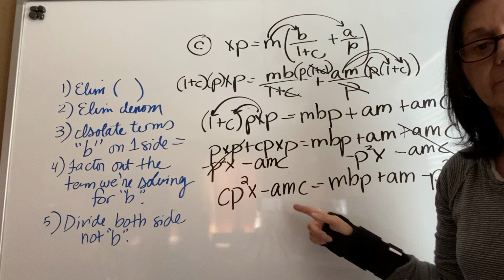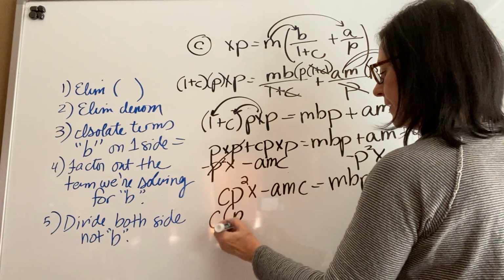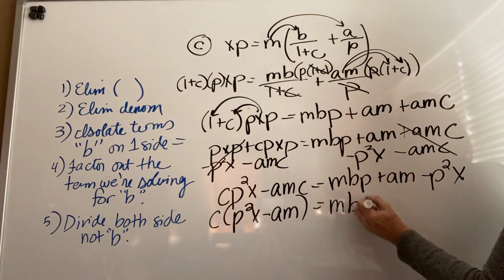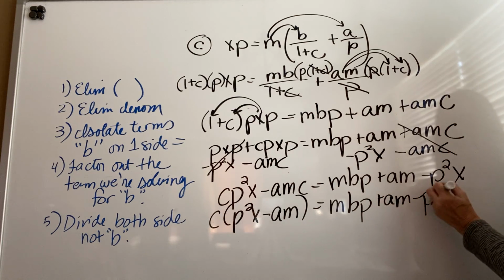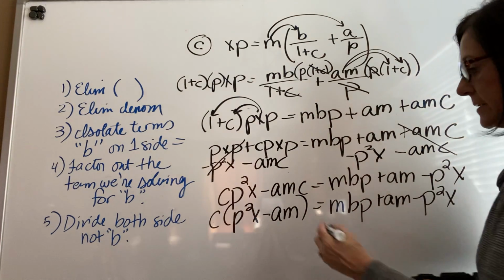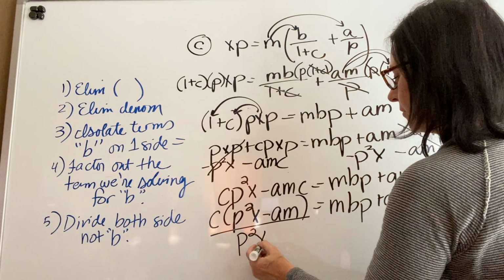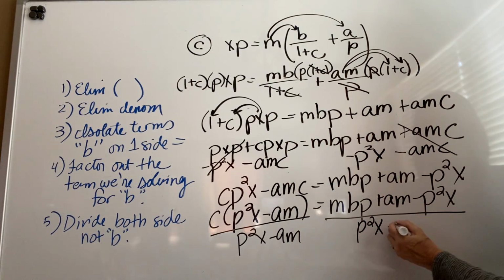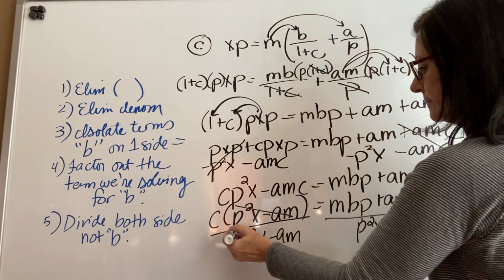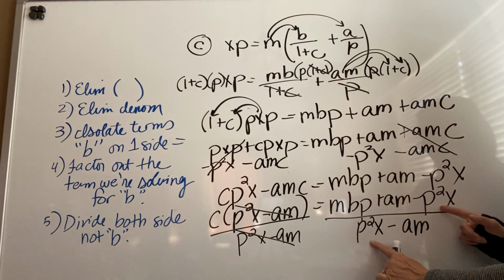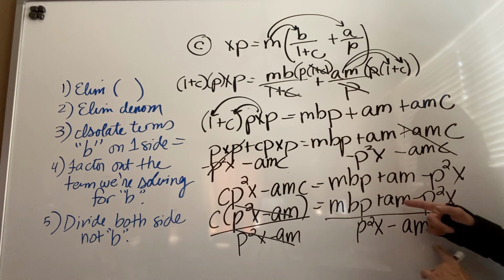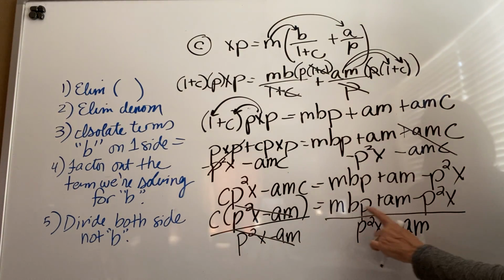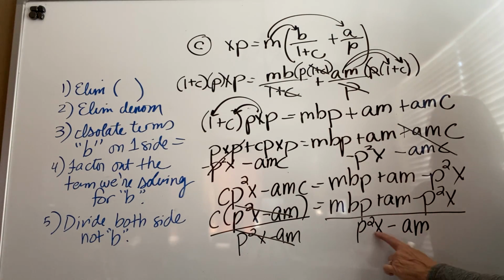I'm going to factor the C out of both of these terms. I'm left with P squared X minus AM equals MBP plus AM minus P squared X. I divide by what's not the value of C. P squared X minus AM. P squared X minus AM. These cannot eliminate because they are tied through addition and subtraction. All right, these cannot be eliminated. So what's the value of C? It's MBP plus AM minus P squared X over P squared X minus AM.